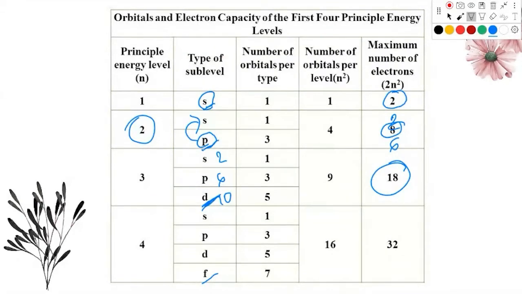And also in here, 2 electrons, 6 electrons, 10 electrons, and shell F is 14 electrons. In total, for the first period, it's 32 electrons.